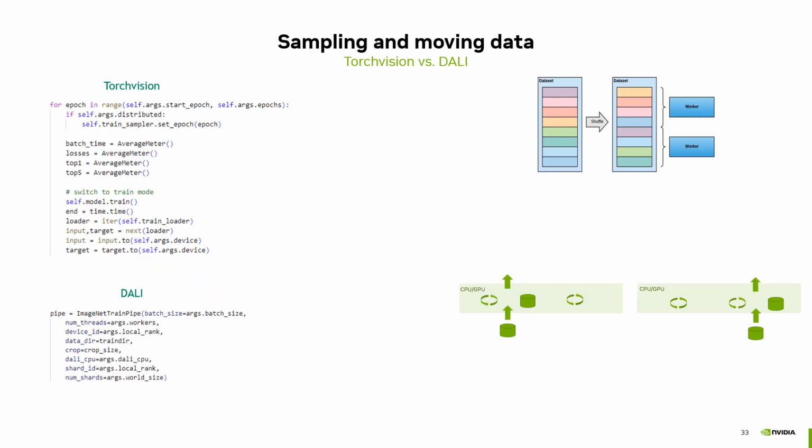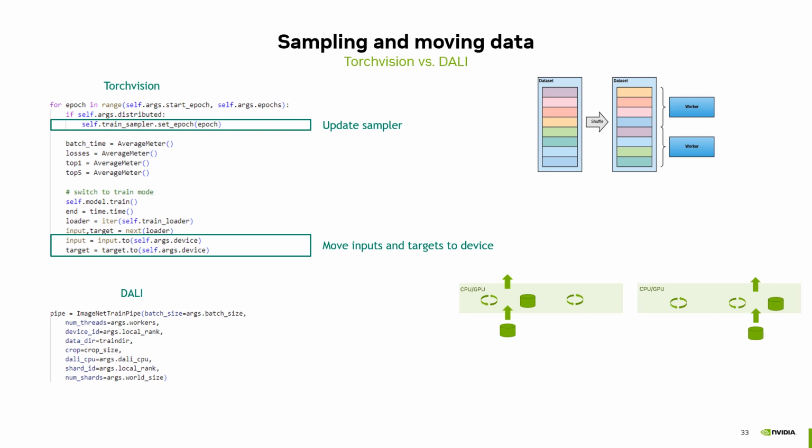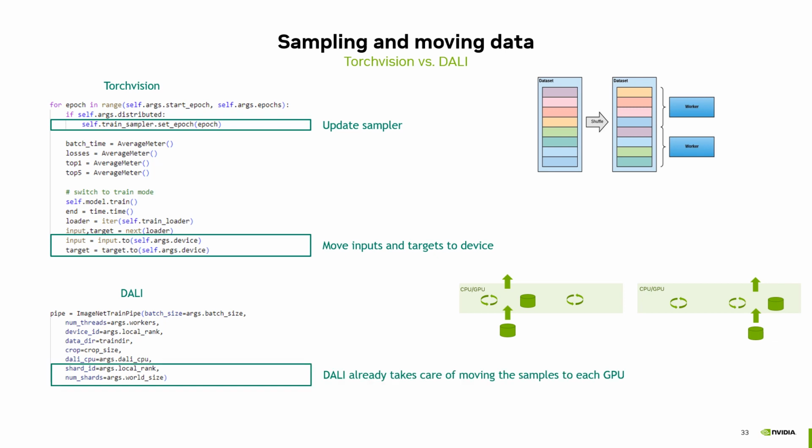Not only do we need to sample the data, we also need to make sure that we update the sampler every epoch. Every epoch we're going to be shuffling data, so in every epoch each GPU will be receiving a different subset of the data. Also, once we have the subset of the data, it's important that we feed it into the proper device, which was defined earlier using the local rank. In DALI, again, we don't need to take care of moving the data to our GPU. This is already integrated in the actual pipe. So just make sure that you define the shard ID and the number of shards properly.